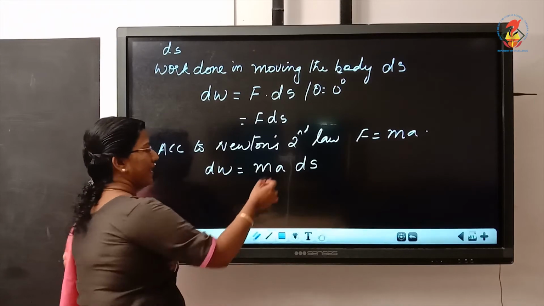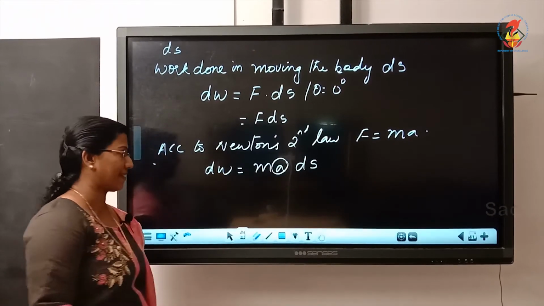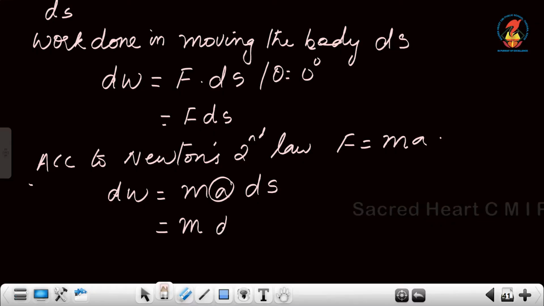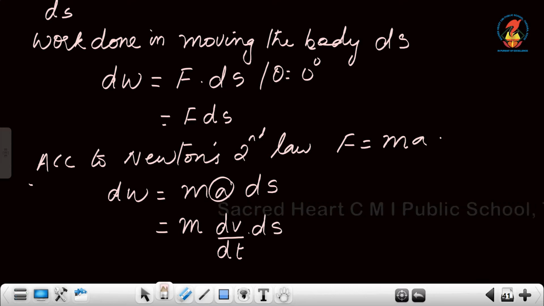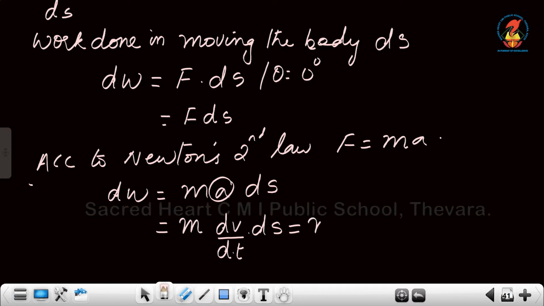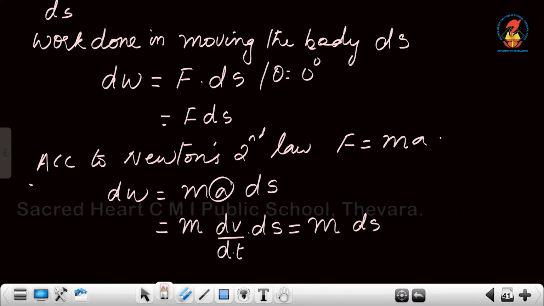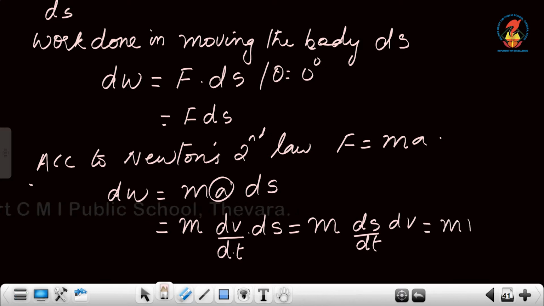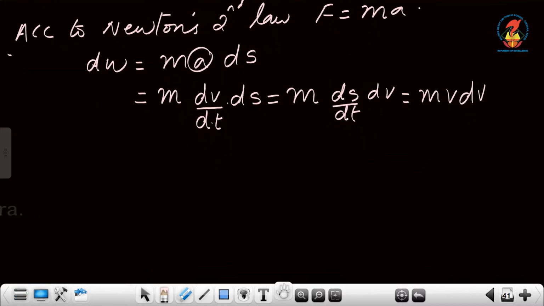Now I'm going to write a in terms of velocity. We know acceleration is the rate of change of velocity. So this equation can be written as m dv by dt into ds. I'm going to divide ds by dt, so I get m ds by dt into dv, which is equal to m v dv. So the small work done in displacing the particle through distance ds by using force F is m v dv.